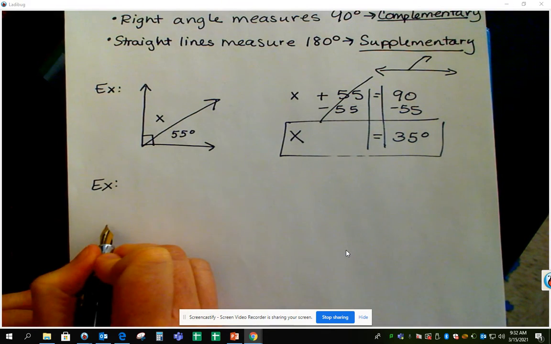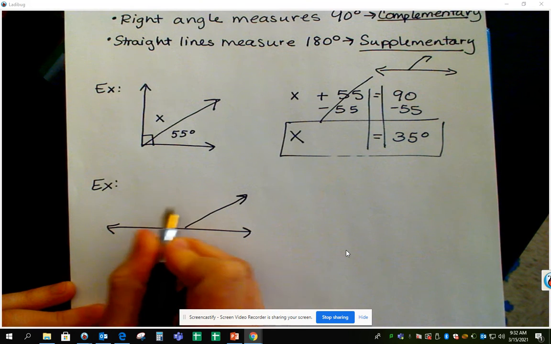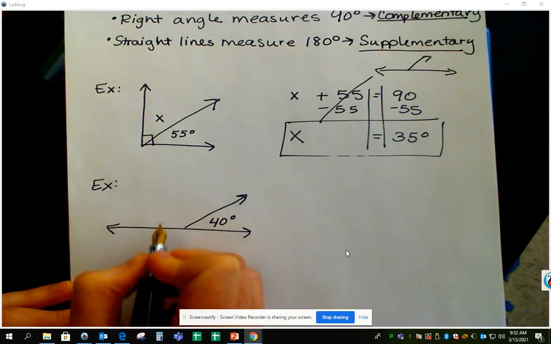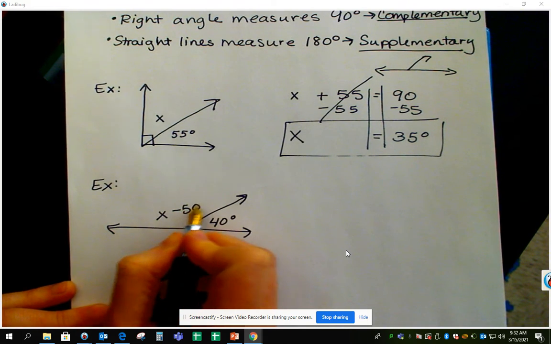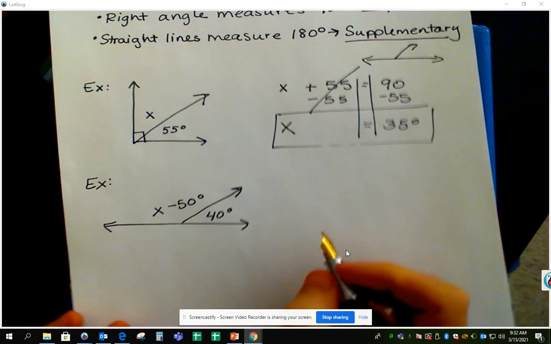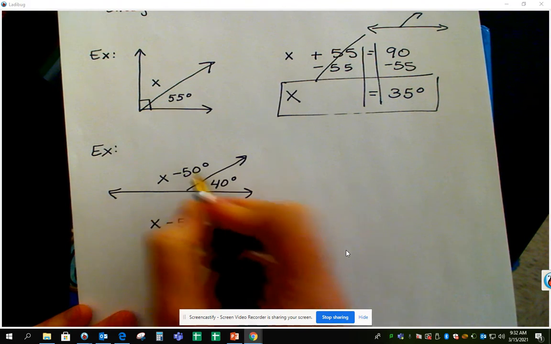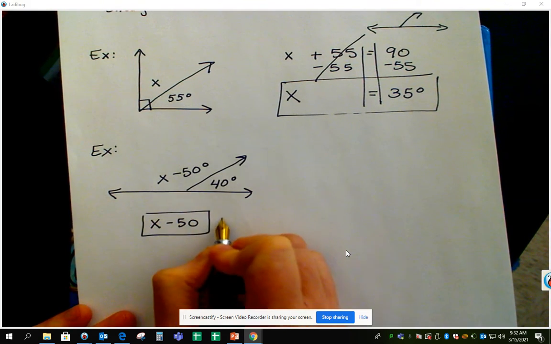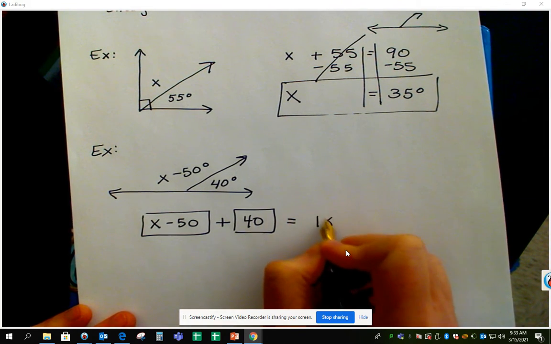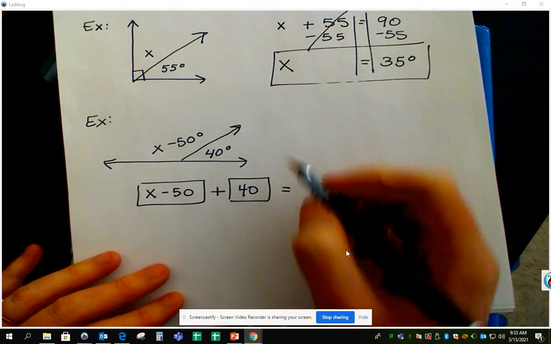Similarly, if you had supplementary angles, so two angles that make a straight line, say this one is 40 degrees, and this one is x minus 50 degrees, you can use the fact that they together make 180. So you could do x minus 50, this angle, plus 40, this angle. Together, they make 180. I just put them in a box so you can see that these are the two angles. You don't have to do that.